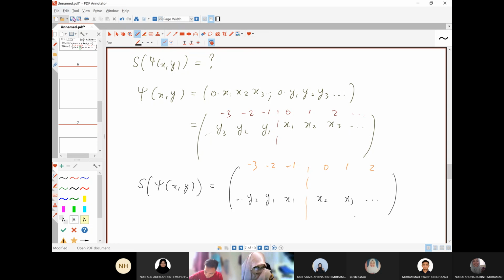Okay, any questions so far? No. Okay, good. Ada question? Untuk yang ni, kita tahu X1 kita 1, tak boleh ke kita ganti terus dekat XY atas tu? Jadi macam 0.1 X2 X3, tak boleh? Oh, boleh. Tak ada masalah.